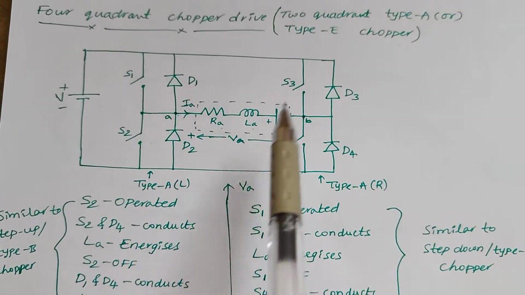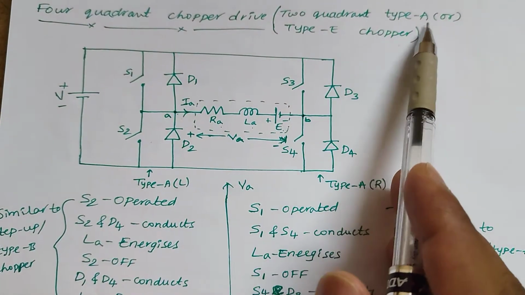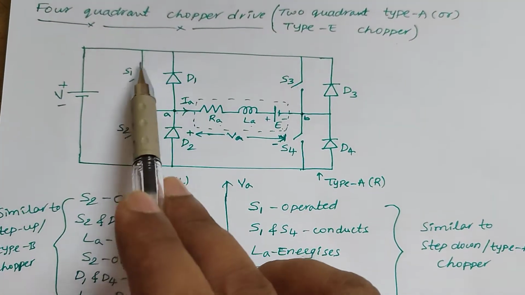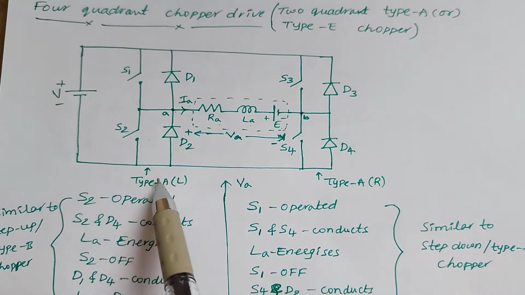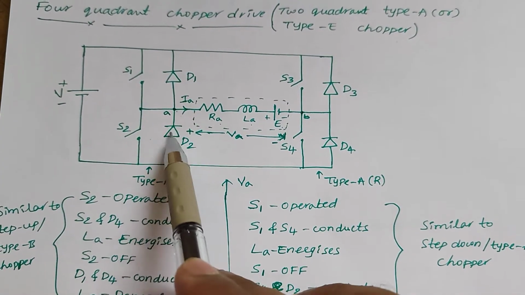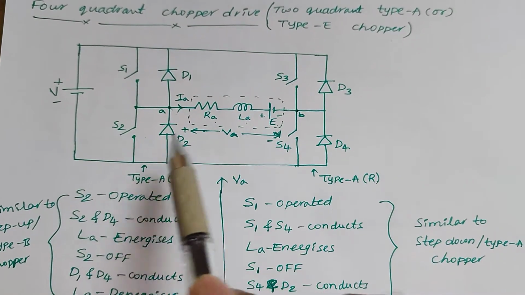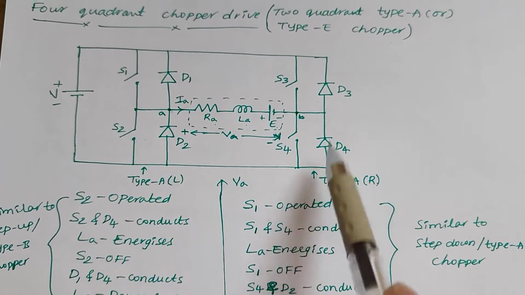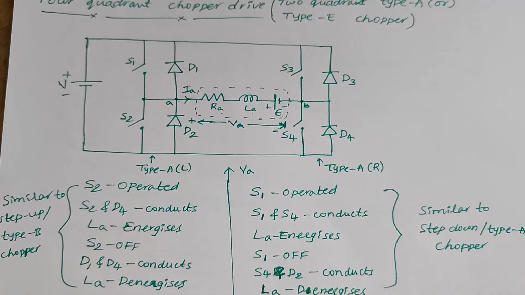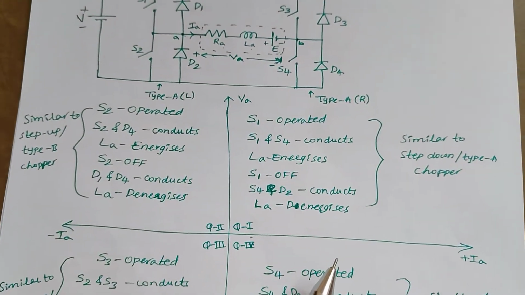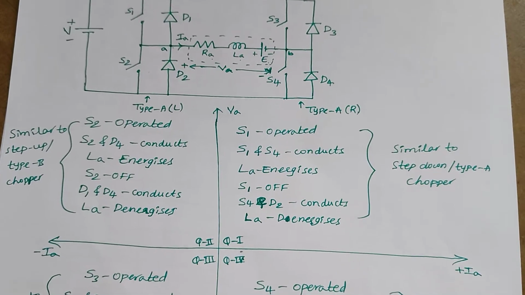This is also called a two quadrant type A chopper, meaning if you take this first leg alone, that looks like a type A chopper, left side type A chopper and right side type A chopper. We will call it a combined two quadrant type A chopper. So we will see the operation of this power circuit diagram.